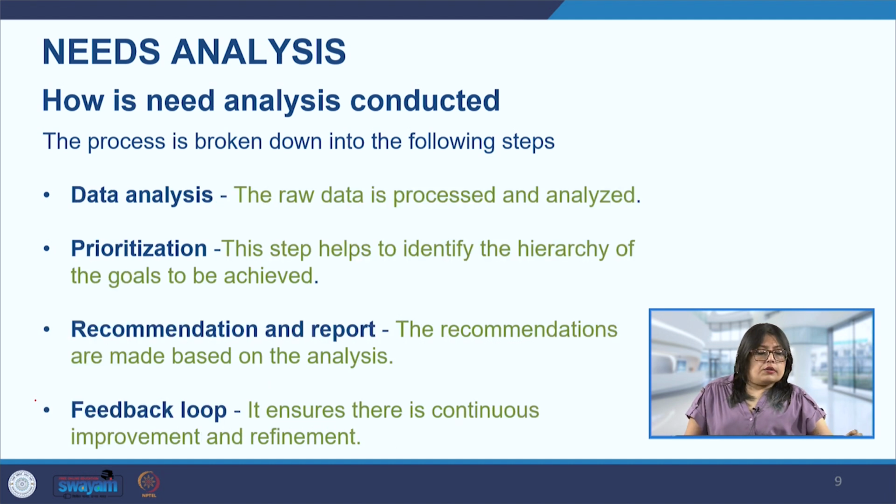So now the process of need analysis is broken down into these 4 steps we can see here. So one is the data analysis. So the raw data that we have gathered, that is processed and analyzed. In the next step, which is the prioritization, here we will identify the hierarchy of the goals to be achieved.